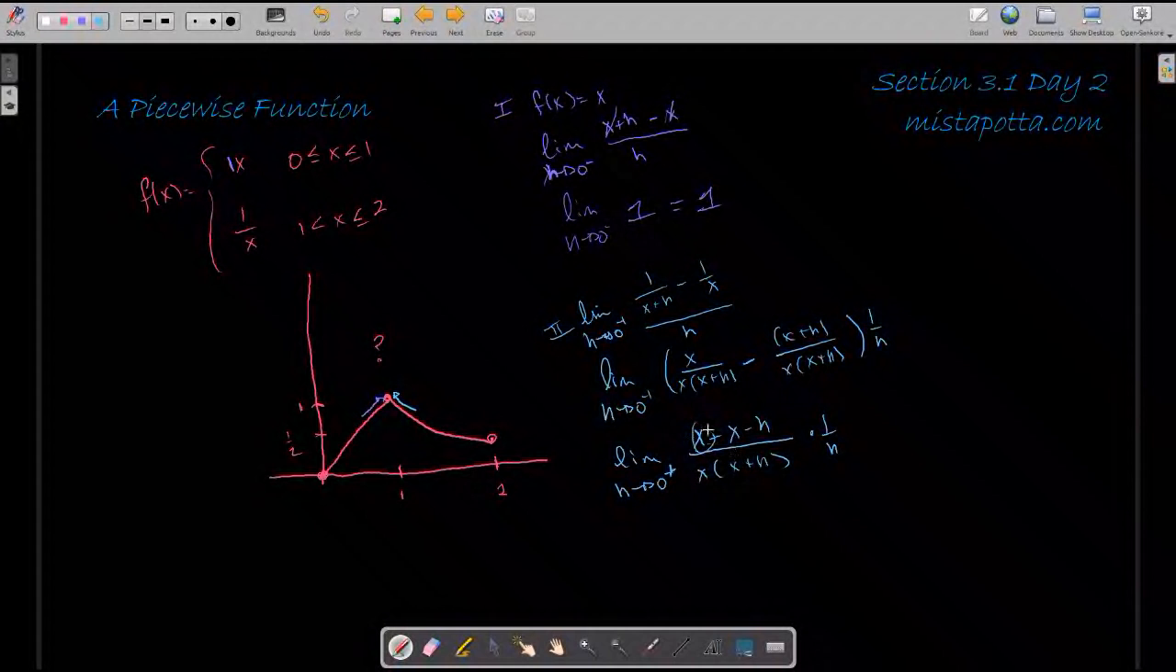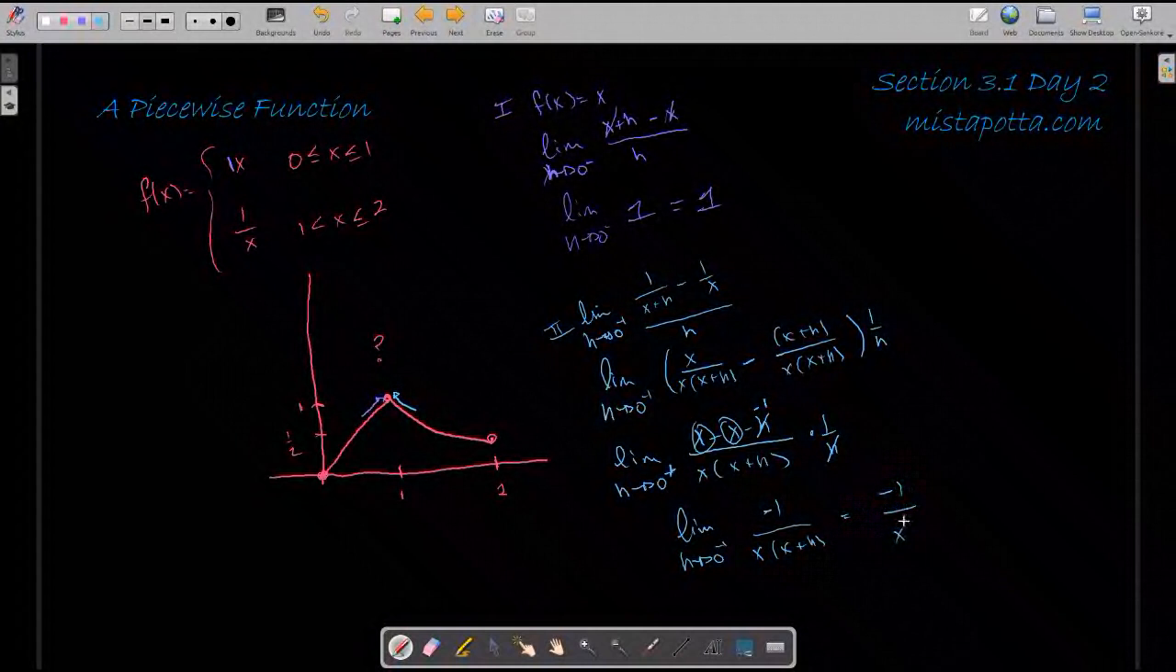And I notice that I've got another 0 pair here. I've got an h factor in the numerator and an h factor in the denominator. H goes into this negative h negative 1 times. So what I've got is the limit as h approaches 0 from the right of negative 1 over x times x plus h, which is negative 1 over x squared.